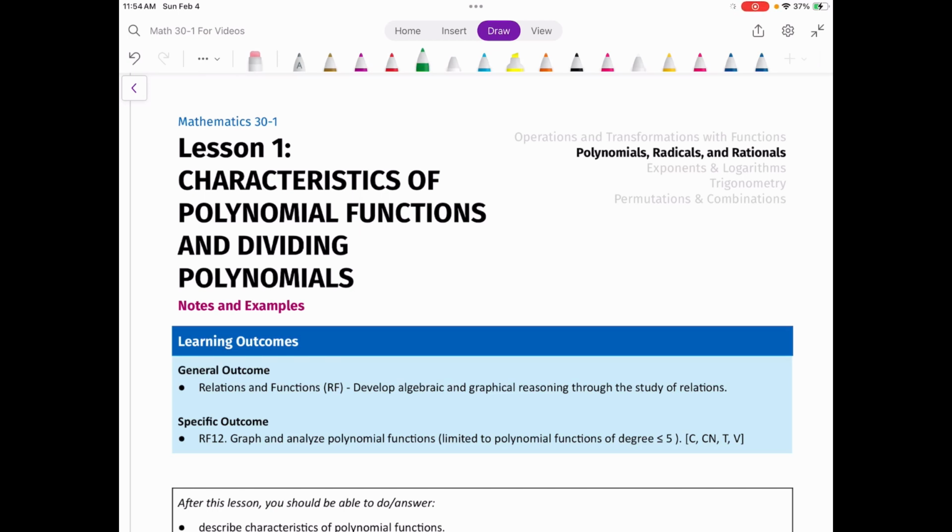Alrighty, folks. Well, we finished up Unit 1, done. So you know what that means. We are now on to Unit 2, Polynomials, Radicals, and Rational. Polynomial, radical, and rational functions, mostly, is what we're going to be looking at.